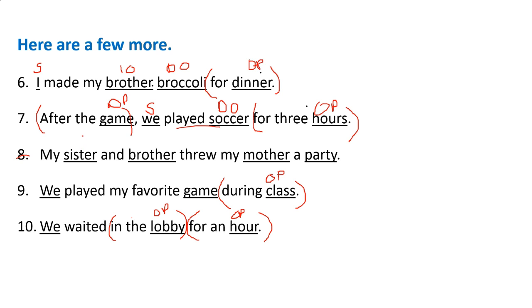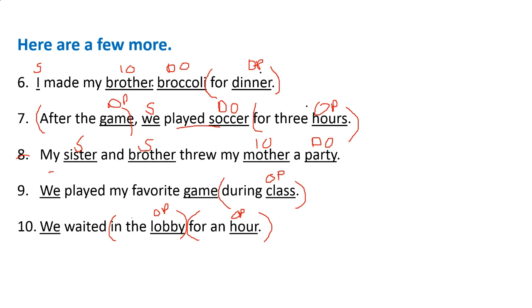My sister and brother threw my mother a party. So the whole sentence is about my sister and brother, so they're both subjects. Okay, direct object is going to be party. What was thrown? Party. And who was it thrown for? It was thrown for my mother. Notice the indirect object is always sandwiched between the verb and the direct object.